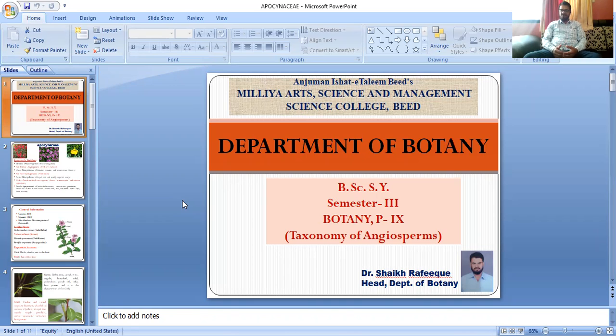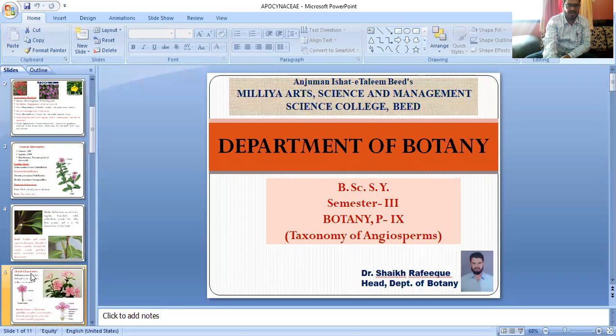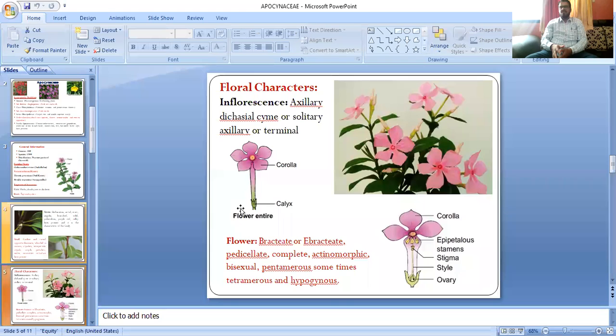and 1 point from floral character, that is inflorescence. Yes. Now we have to see about the flower of Apocynaceae, and in this case the flower is bracteate or ebracteate.